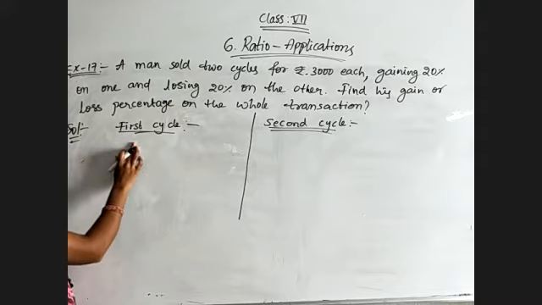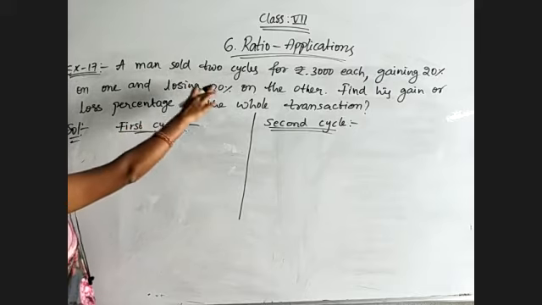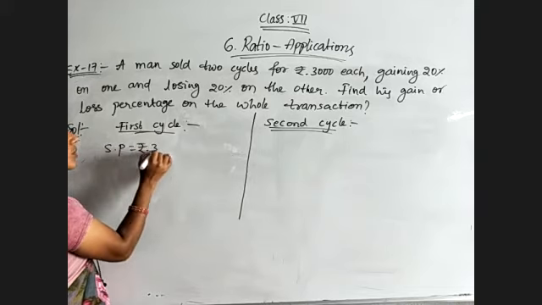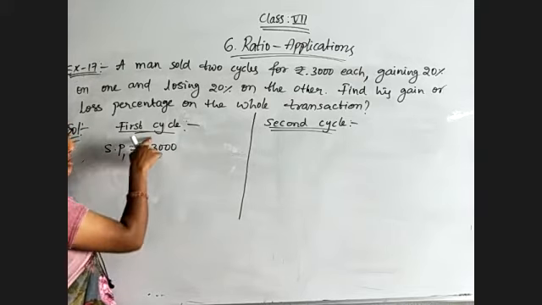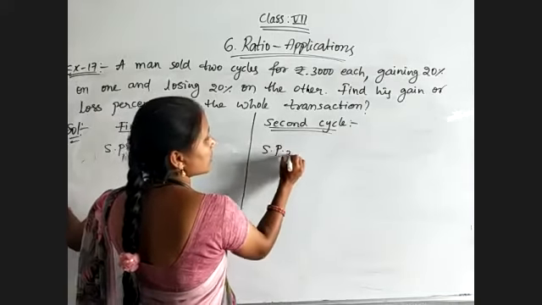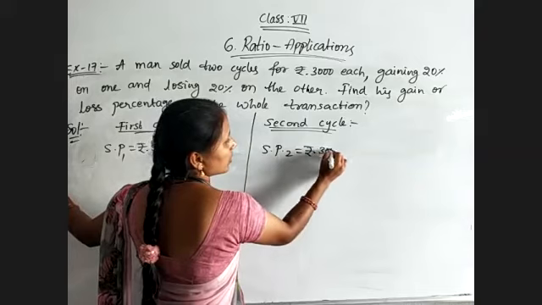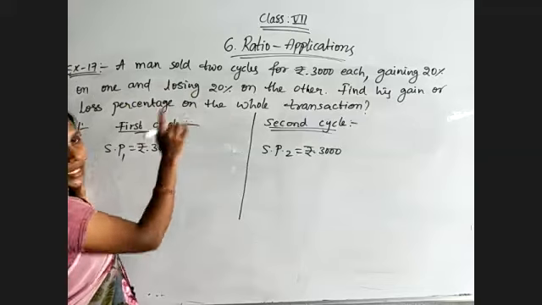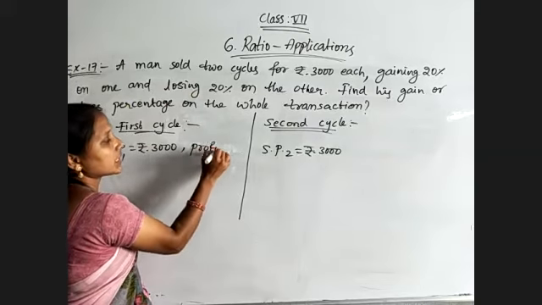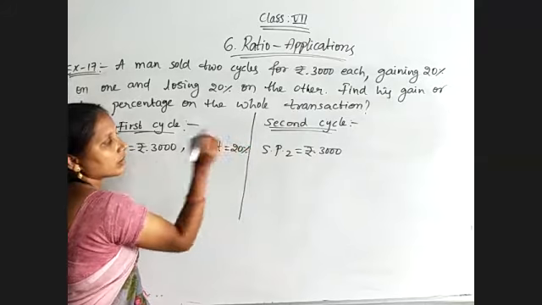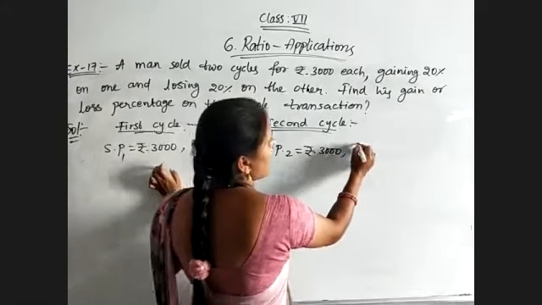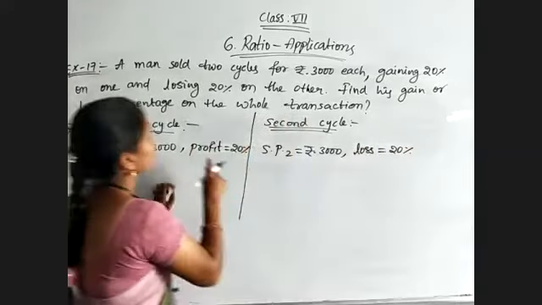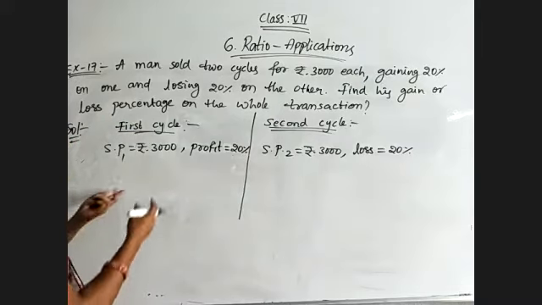So on the first cycle, it is very clear that he sold 2 cycles for the same rate, meaning SP of both the cycles is equal to 3000 rupees only. So SP1 for the first cycle, and for the second cycle also SP2 is 3000 rupees. For the first cycle, he is getting 20% profit, gaining 20%. Profit percentage is given. And here the loss percent is also given, 20% only. Find his gain. So these are the given values.